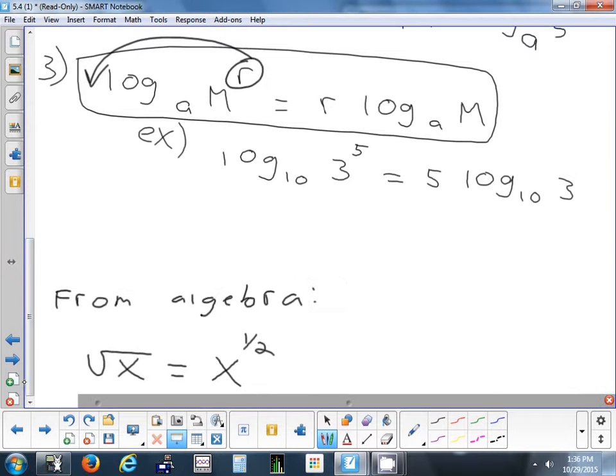All right, so we got that. And last thing, I think we already mentioned this earlier in the week. You can write a square root as a fractional exponent. And you'll see where that comes up when we get to a problem.